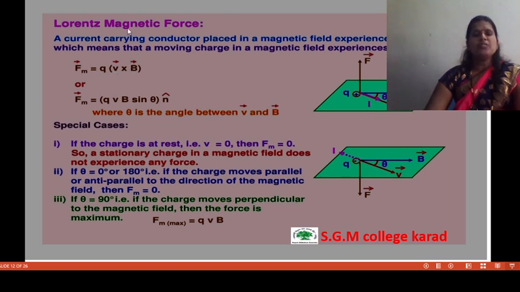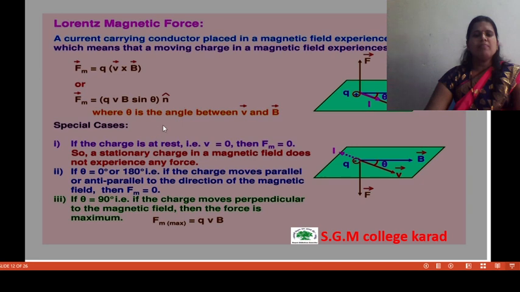Now the Lorentz force is the sum of the electric force due to the electric field plus the magnetic force due to the magnetic field. Finally we can write the Lorentz magnetic force Fm is equal to q v cross B. The Lorentz force is equal to Fe plus Fb. Since this is the cross product of two vectors, we can write qvB sin theta n, where theta is the angle between v and B.